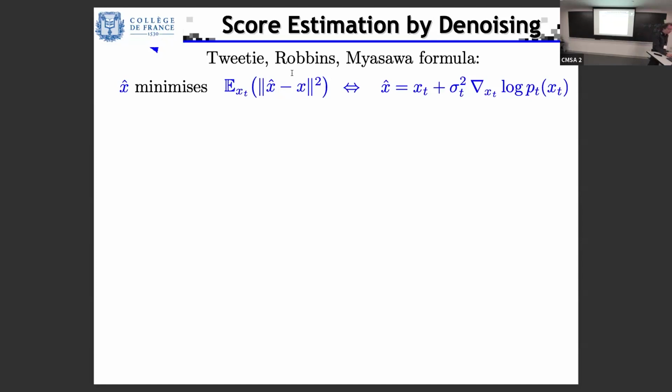So if you want to find the optimal estimator, the only thing that you have to do is essentially to move in the direction of the gradient of the log probability. So it's like a gradient descent. You move in order to maximize your log probability, but in one step you can do it. And this is a 3-line proof with an integration by parts.